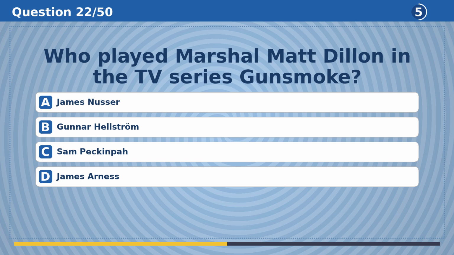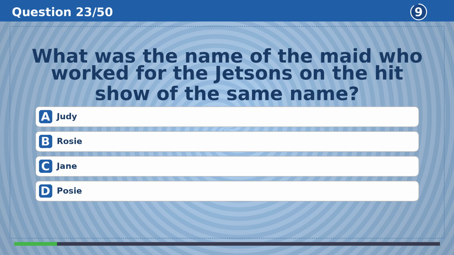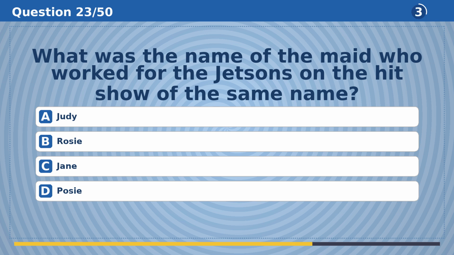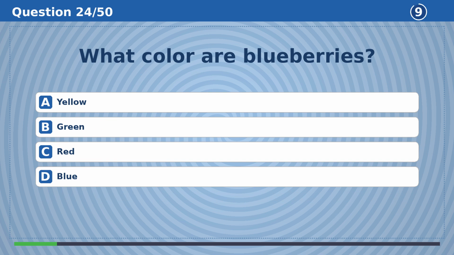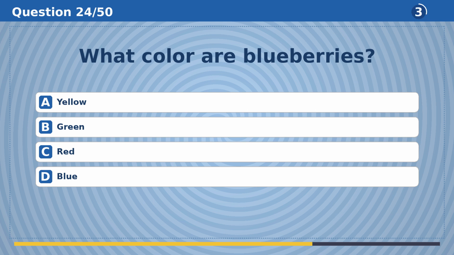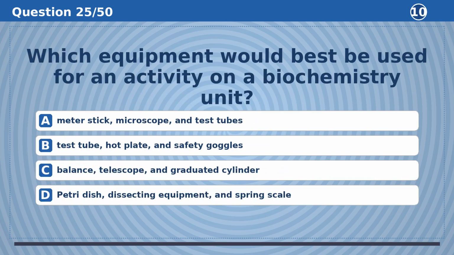Who played Marshall Matt Dillon in the TV series Gunsmoke? The answer is D. James Arness. What was the name of the maid who worked for the Jetsons on the hit show of the same name? The answer is B. Rosie. What color are blueberries? The answer is D. Blue.